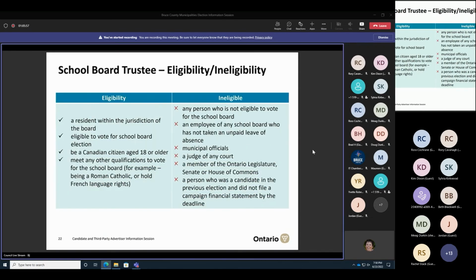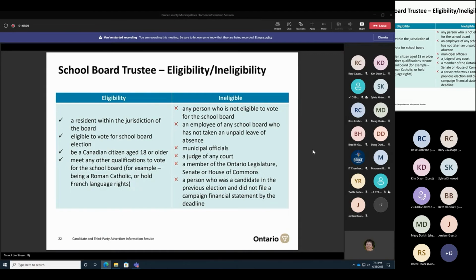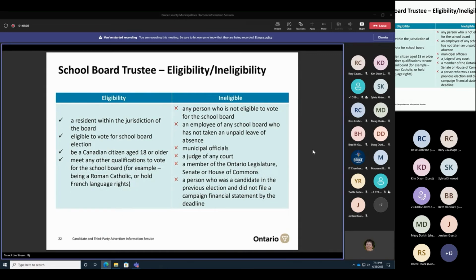School board trustee eligibility and ineligibility. Eligibility: a resident within the jurisdiction of the board, eligible to run for school board election, a Canadian citizen aged 18 or older, and meeting any other qualifications to vote for the school board, for example, being a Roman Catholic or holding French language rights. Questions about school board eligibility should be directed to the school board secretary.